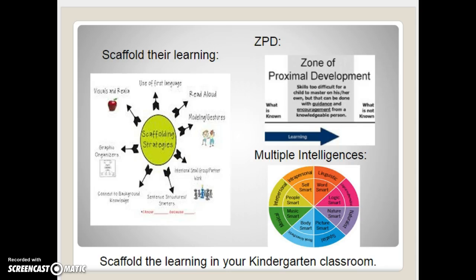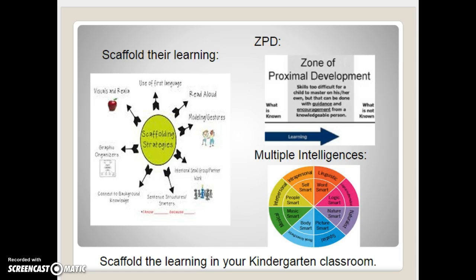When we're scaffolding children's learning, what we need to understand is how they need to be taught. When we look at providing opportunities, either through visuals or representations of things that are real, using their first language if they're ELL students, using a read aloud, modeling, providing gestures, small group or individual groups, or again your vocabulary groups, using sentence structures and starters to help that language facilitate those conversations.